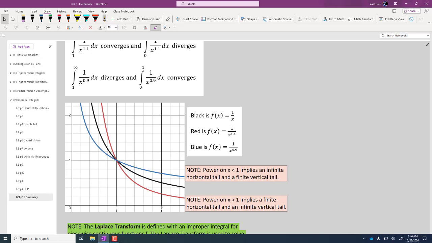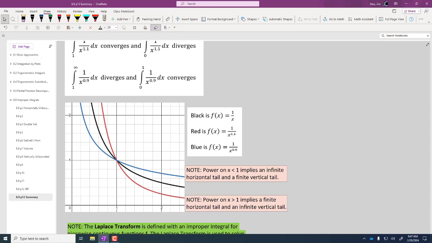And the red curve is 1 over x to the 1.1. If that power on x is a skosh higher than 1, then you're going to have convergence horizontally but divergence vertically. You can see this is smaller than the black one, so it's reasonable that it's going to be finite. But it's further away from the y-axis than the black curve, so it also has to be infinite, because there's more area between the red curve and the y-axis than the black curve and the y-axis. And if the black curve and the y-axis has infinite area, certainly the red one does because it's further away.